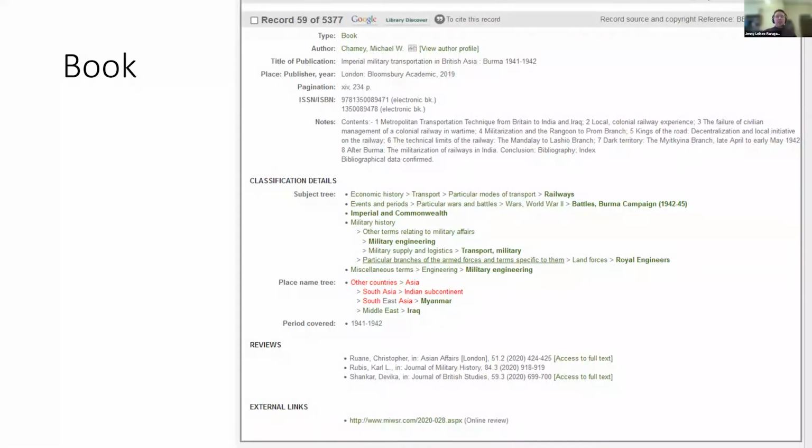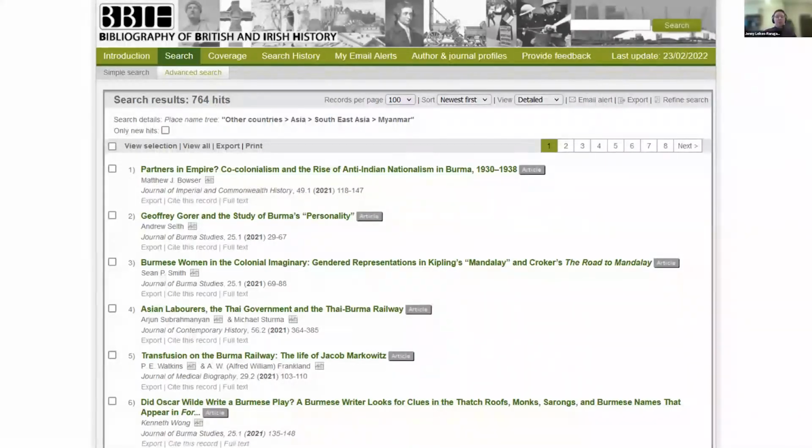And you'll notice that there's lots of text in green. The text in green is a link to a new search within the bibliography or to an external resource. This is really helpful for finding out what else may be on your research topic within the bibliography. So in this example, if you clicked on Myanmar, it would open up a new search within the bibliography, and as you can see, there are over 700 results for Myanmar that are currently within the bibliography.